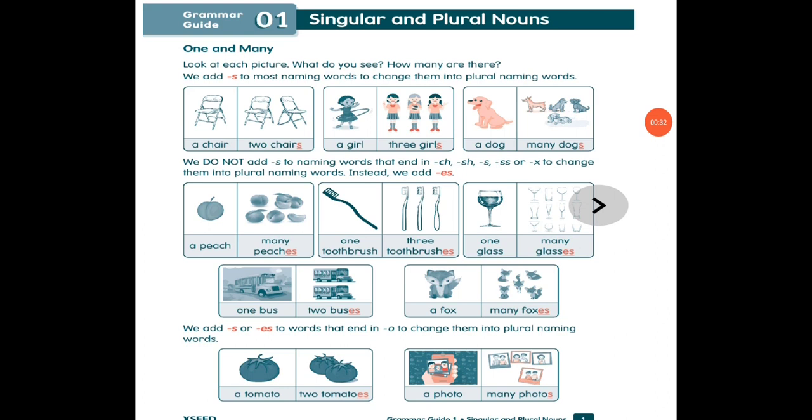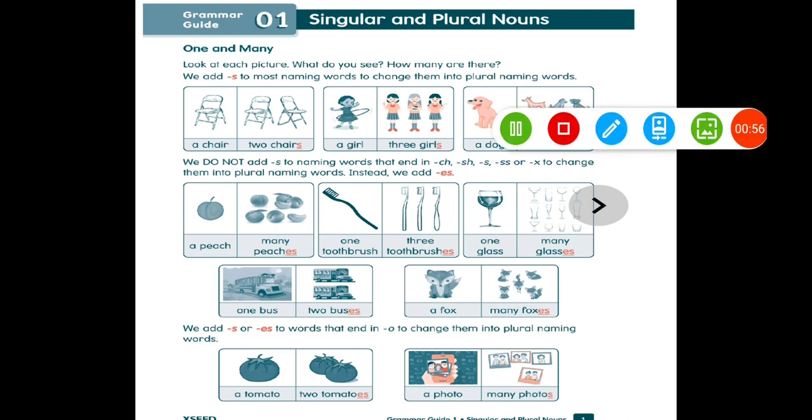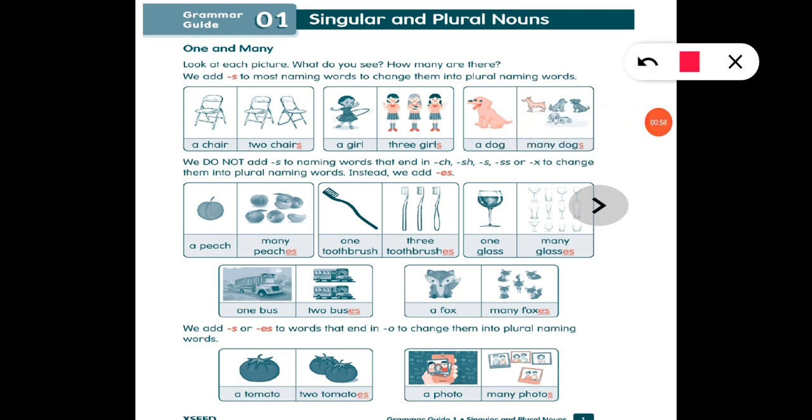One and many. Students, there is a rule. When we convert one to many, we add s or es at the end of the word to make it many. Look at each picture. What do you see? How many are there? We add s to most naming words to change them into plural naming words.